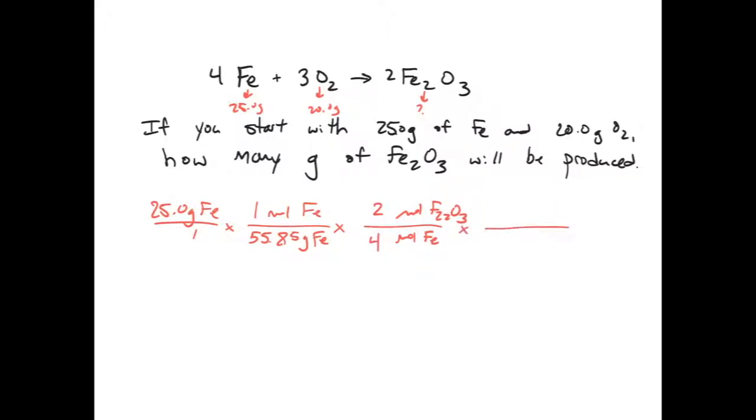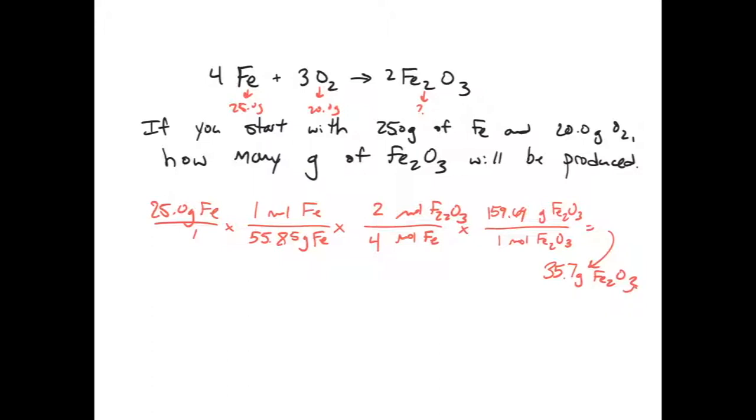And I finish with moles of Fe2O3 on the bottom and grams of Fe2O3 on the top. Now I'm going to need to use my periodic table to add this number up. I need 2 irons plus 3 oxygens. And that number is 159.69 grams. Now that I have all my numbers set up, I can punch these into the calculator. And the answer to my first half of the question is 35.7 grams of Fe2O3.